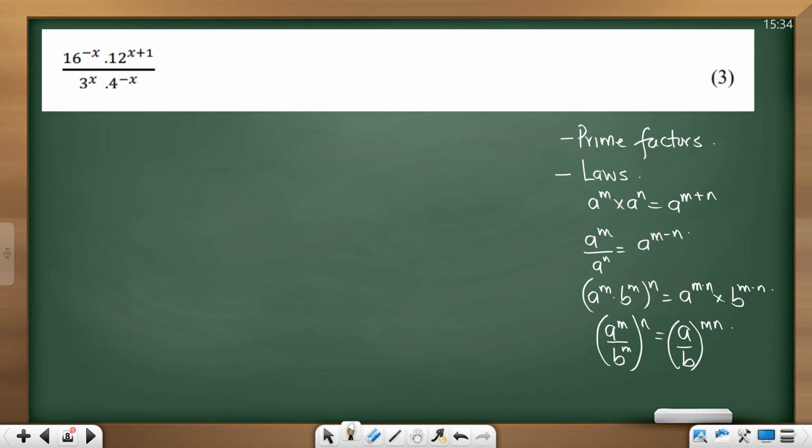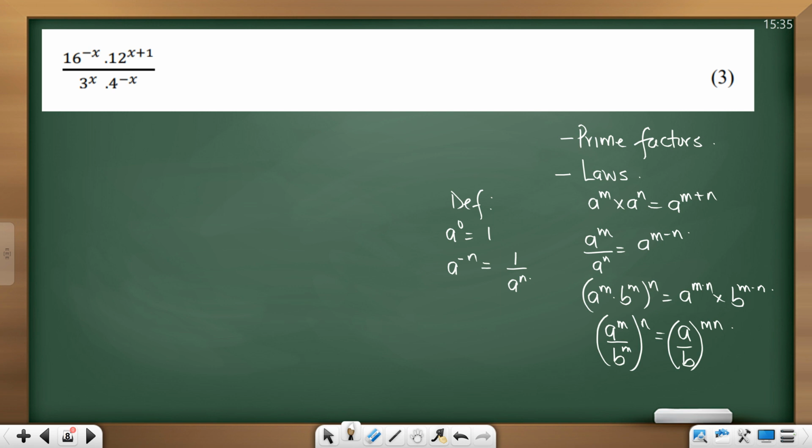And with other definitions, like a to the power 0 is 1, a to the power negative n is 1 over a to the power n. We had a class where we looked at all these definitions, so please make sure everything is intact. Okay, let me go to the question quickly. You do have those laws.